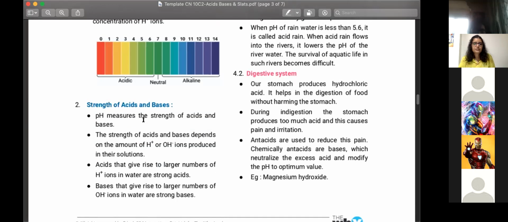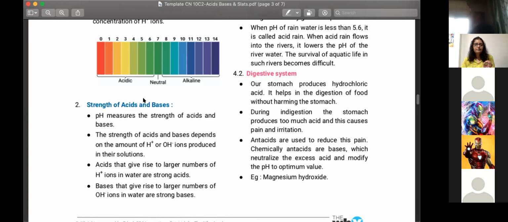Okay. Strengths of acids and nature. So pH measures the strength of acids and bases. Strength of acids and bases, when you're measuring it in terms of pH, right? It doesn't depend on what acid or base you took.